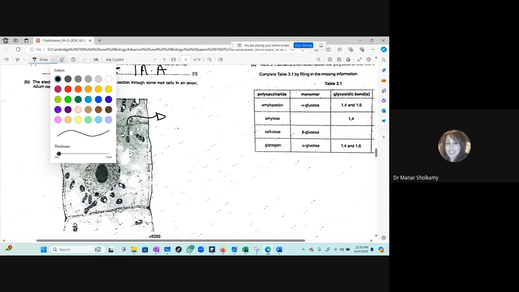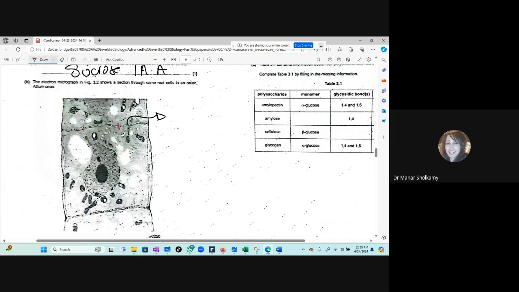Okay. The plasmodesmata, it's not very clear, but it's going to be here. Somewhere here, anywhere on the cell wall of the plant. Any vertical line here is going to be the plasmodesmata. So I'm going to put a letter P here.